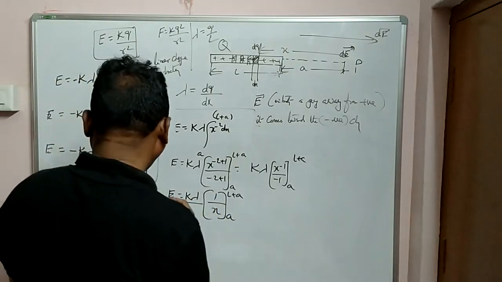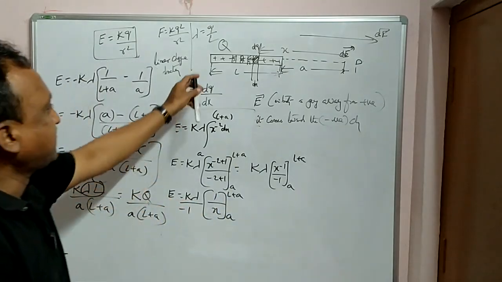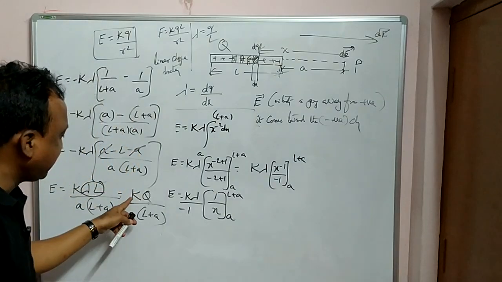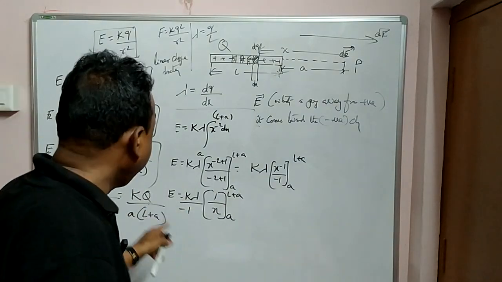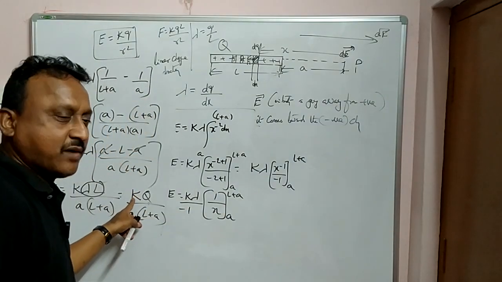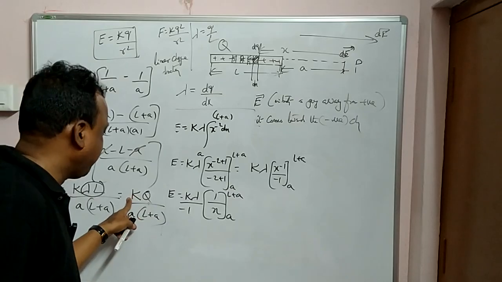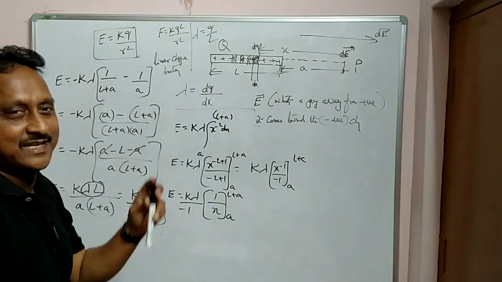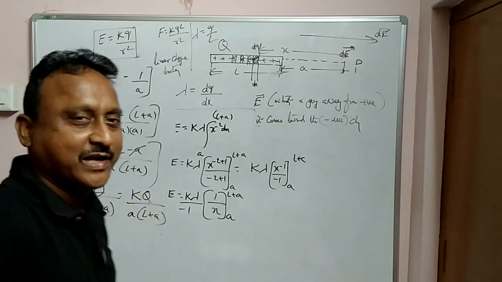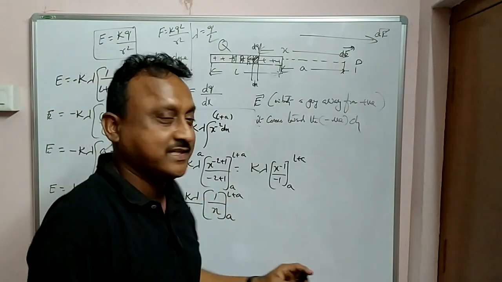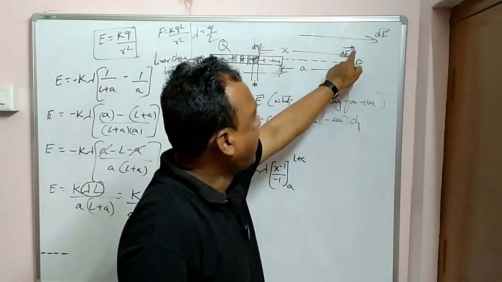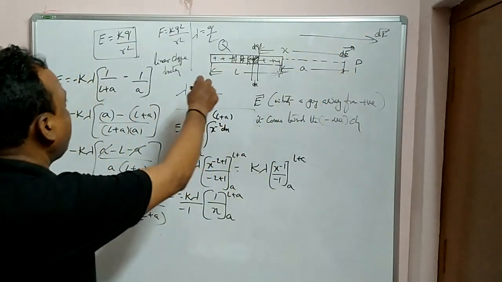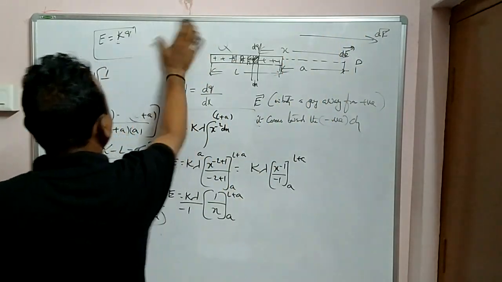What is the final formula? Because the charge is distributed. We saw gravitation also. What came there? GM. In the gravitation chapter, instead of K we have gravitation constant G, and instead of Q we have M. GM by A into L plus A, here KQ by A into L plus A. So this is how the value of E is calculated at the point P when charge is distributed uniformly.